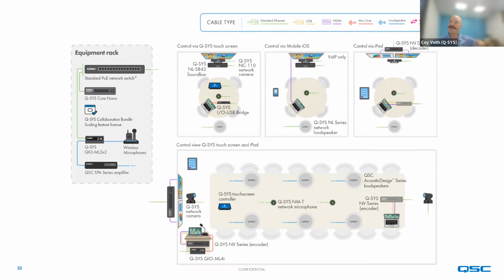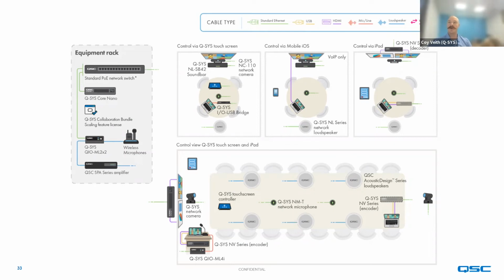Y'all can't see what's blocking the top of my screen, I guess. So anyway, in this design here, we can see the Nanos being flexed a bit more. Same deal. We've got a Core Nano on a rack, running with our collaboration bundle scaling license. And then we've got a QIO shown driving a wireless microphone, maybe for that larger room, and then the SPA amplifier, the analog amplifier, driving the 6 speakers in that room out of the audio output of that ML2x2 QIO peripheral.